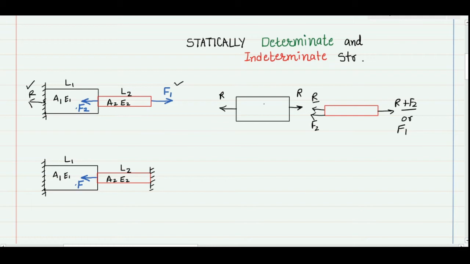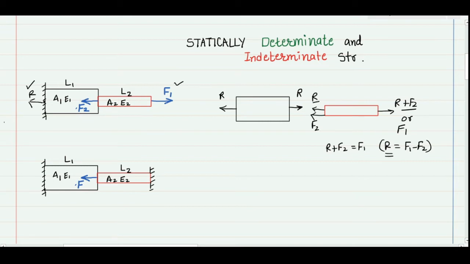If I write the equation for this system, the first member is having R, but for the second member I will get that R plus F2 is going to be balanced by F1. That means my R will be what? R will be F1 minus F2. If I know F1 and F2, I will be able to calculate the reaction R here.